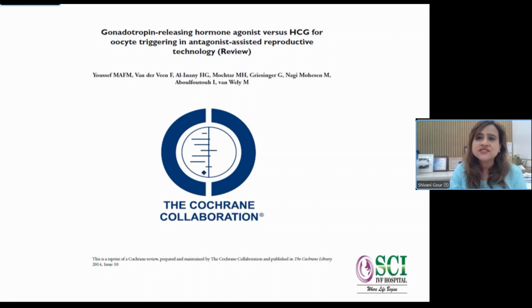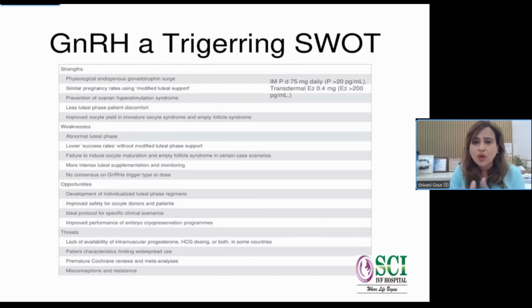What about GnRH agonist versus HCG? The Cochrane study found that again there is absolutely no difference, but the only problem comes in the luteal phase support. So if you give intensive luteal phase support, you can get equally good pregnancy rates. So with GnRH analog, this is a SWOT analysis.